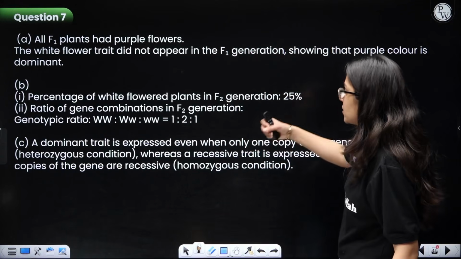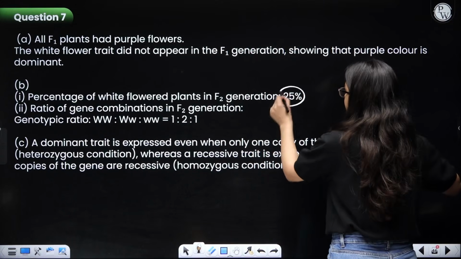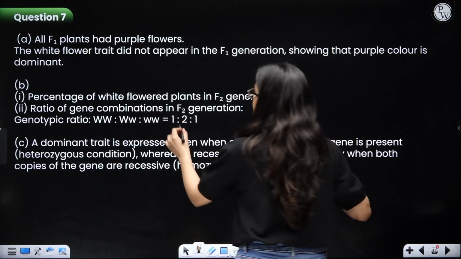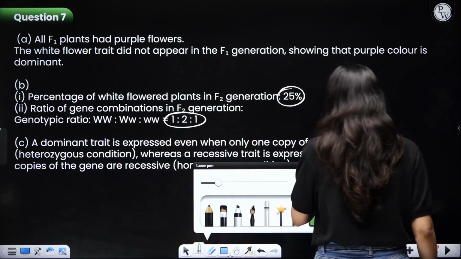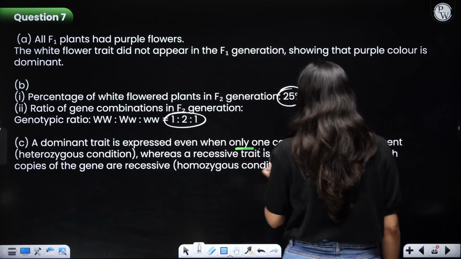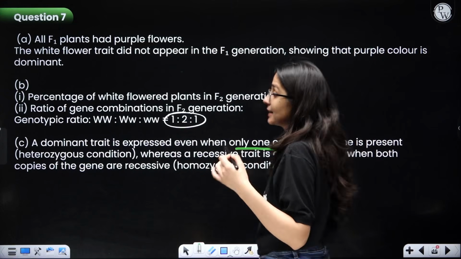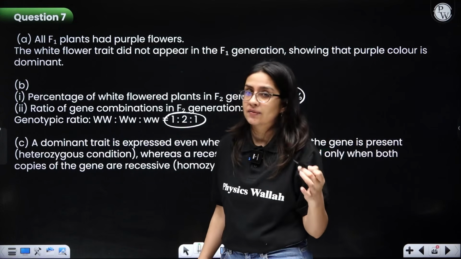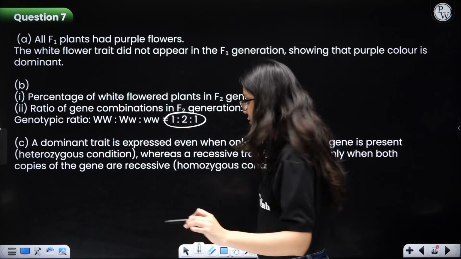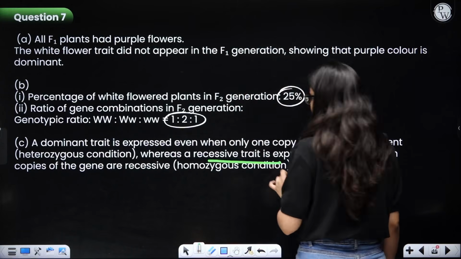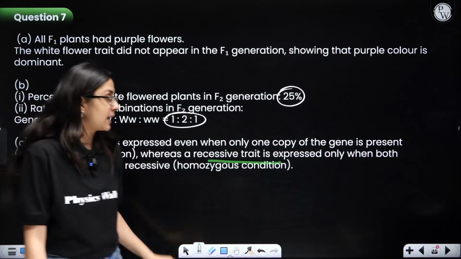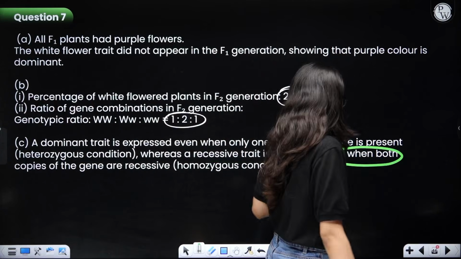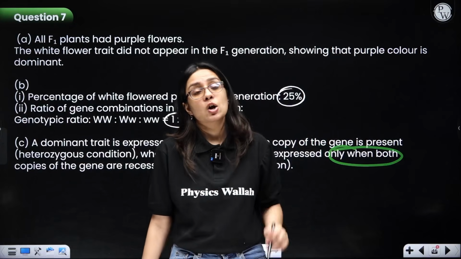Now, percentage of white flowers, again, it will be 25% in F2 generation. Genotypic ratio will be 1:2:1. Same thing that I have just now explained to you guys. Now, talking about dominant trait, it expresses even if only one copy is present. That means it doesn't matter if there is a recessive allele or not, it is going to express regardless of that. And the recessive one is the one that will only express in case of homozygous recessive condition. That means both the copies should be present.